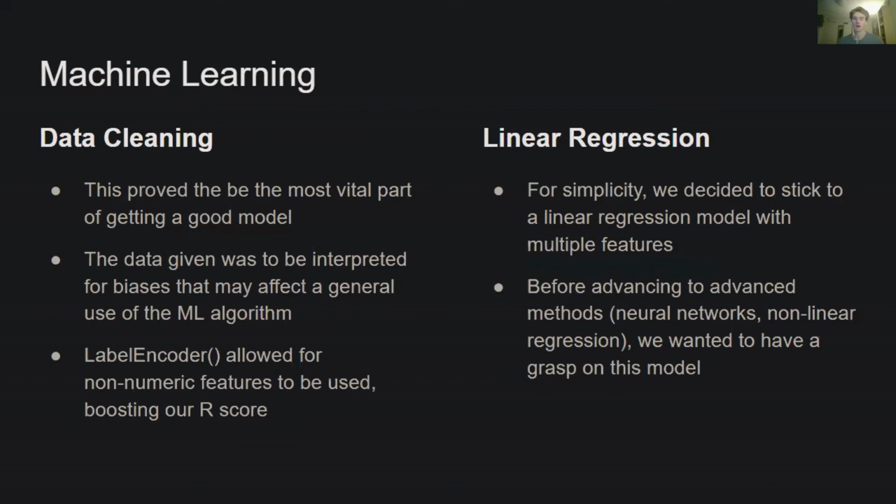And just for simplicity, we stuck with the linear regression model. We played around with some of the more fundamental learning algorithms like KNN and decision trees, but we landed on linear regression. Also, just to keep this beginner, we steered away from neural networks. We looked into them, but we wanted to keep this basic for our learning purposes.